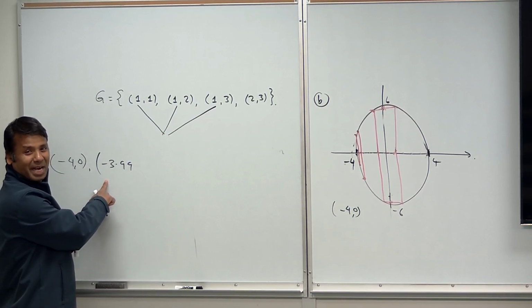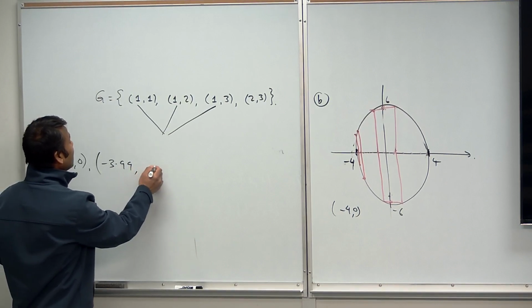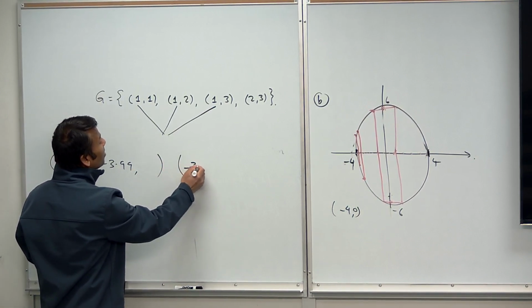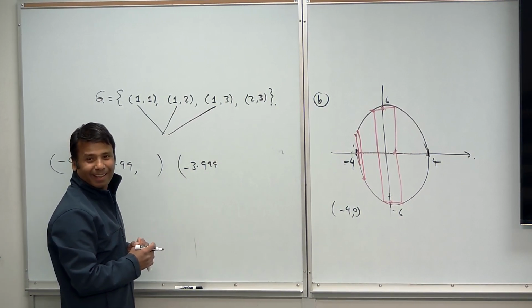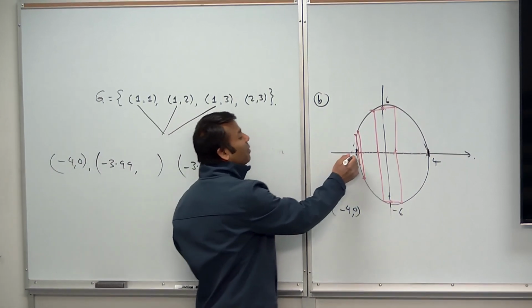This is the x value, right? Or let's say this is the y value, we don't know. What about negative 3.999? This is another one, right? So how many values are there between negative 4 and positive 4 here?